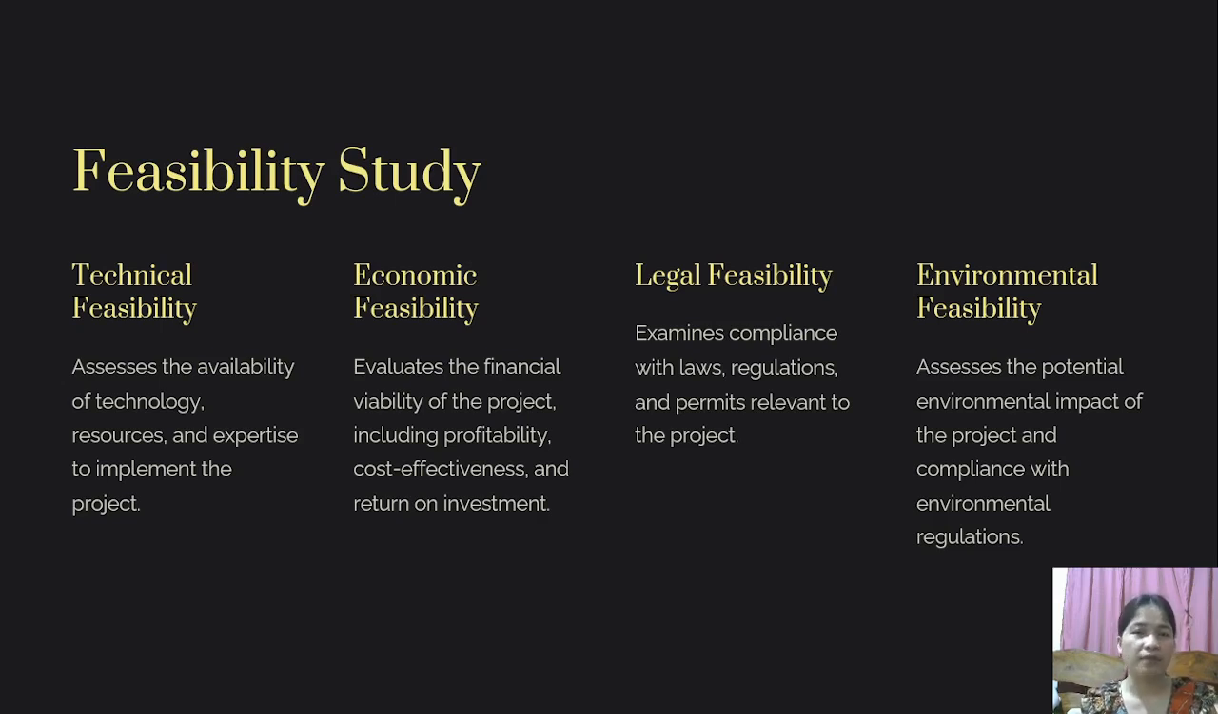Second is economic feasibility. We have to evaluate the financial viability of the project, including the profitability, cost effectiveness, and return on investment. Third one is the legal feasibility. It examines the compliance with laws, regulations, and permits relevant to the project. Number four is environmental feasibility. You have to assess the potential environmental impact of the project and compliance with the environmental regulations.